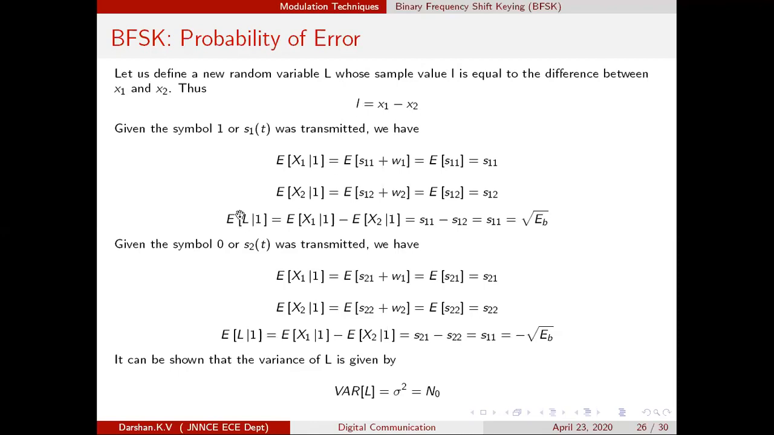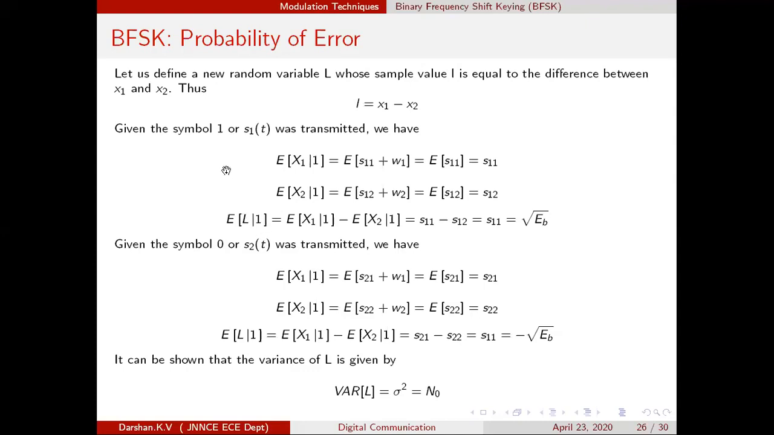Okay, now in the exam you may directly write this particular statement. So what is this statement? This statement says as follows: L is a random variable which depends upon x1 and x2. What we are doing is E of L given x1, it should be stated as follows.